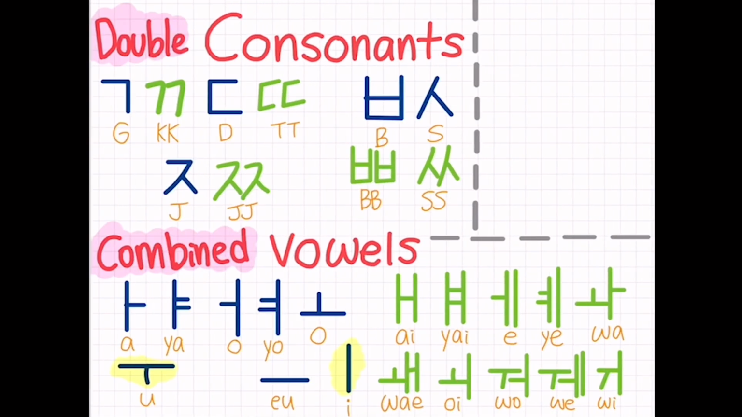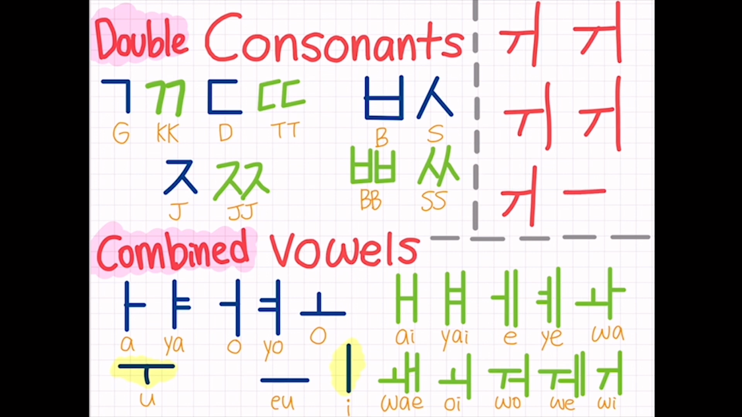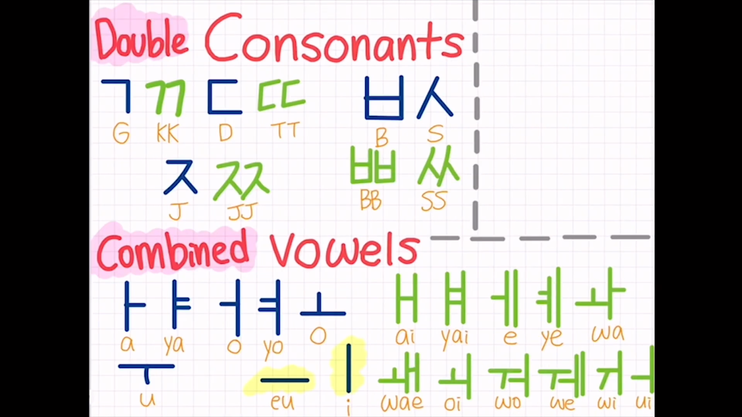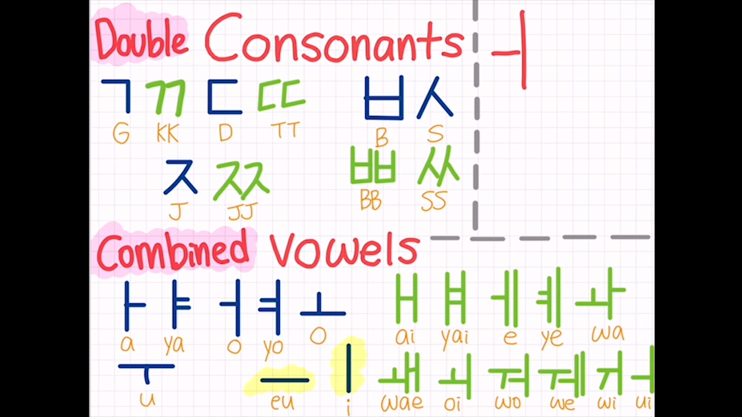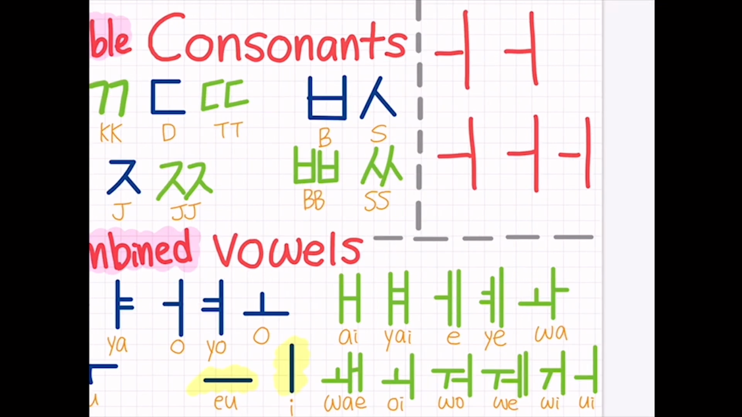We. O, e, we. All right. So guys, we have learned the double consonants and the combined vowels. Oops, sorry. We have another one. Uy. Last one. You don't have to stick if you don't want to. Uy. Okay? I believe this is the last of the combined vowels.